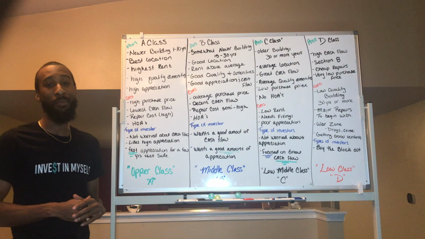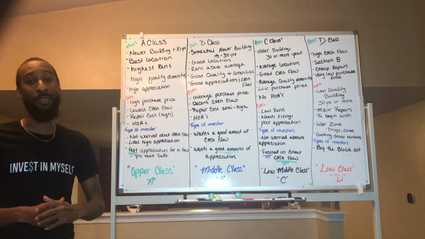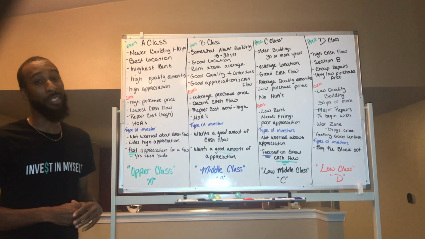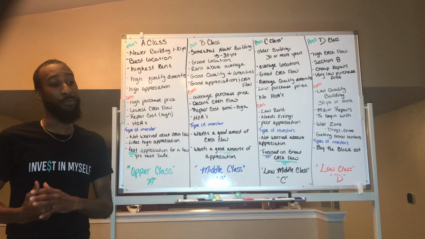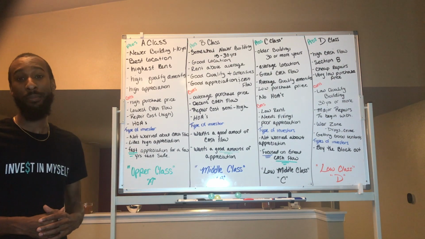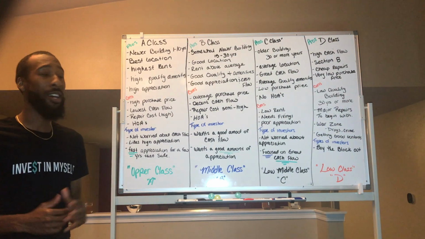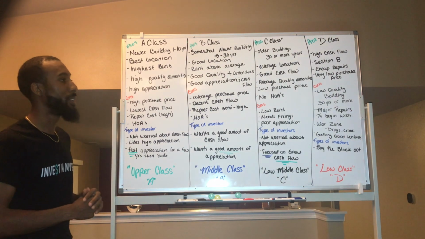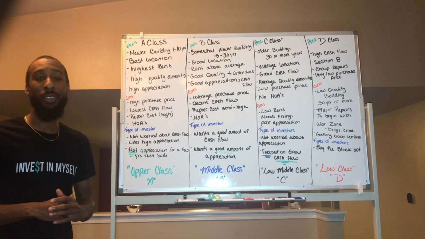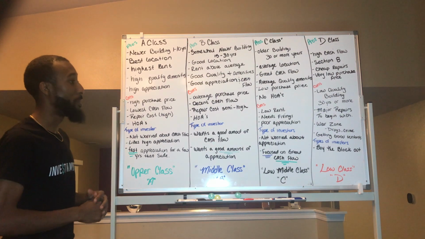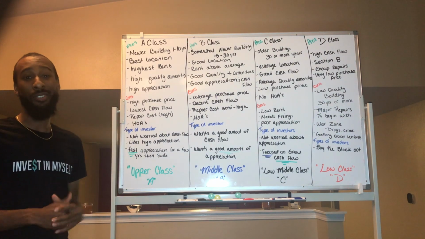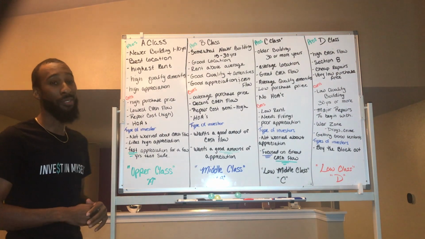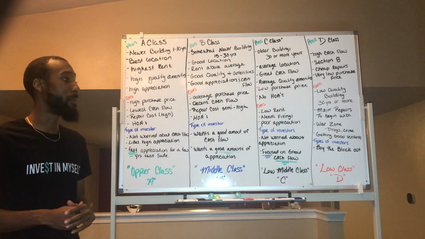These houses probably have been on the market for at least a couple months. They're just willing to try to get rid of them, basically. Now, the cons for a D-class property: definitely a low quality building. Again, we're looking at buildings that are probably 100 years old, 80 years old. They are going to be very old properties.